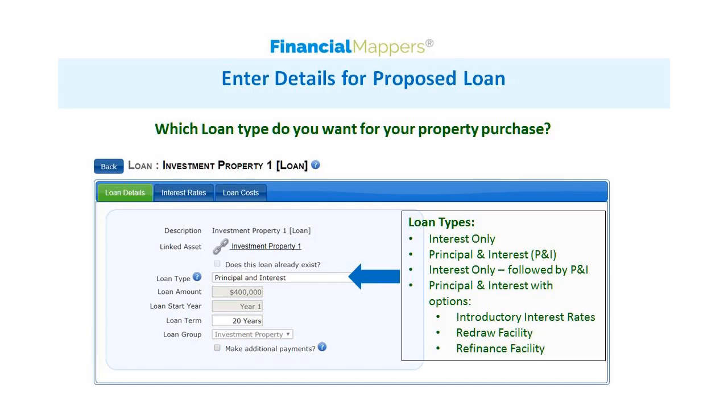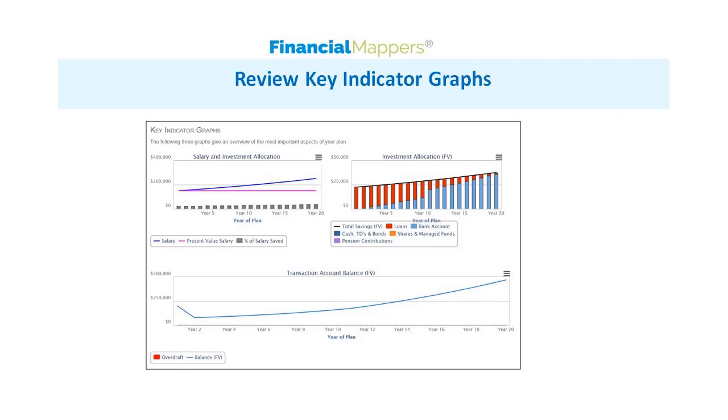Your advisor will guide you through the process of how much you can afford to borrow and the best way to manage your loan. They may also make sure that the property has suitable returns and tax advantages for your particular circumstances. Before sending the plan to your advisor, you should do a final check by reviewing the key indicator graphs. This is one of the reports accessible by clicking the Reports chevron in the Plan Management area.